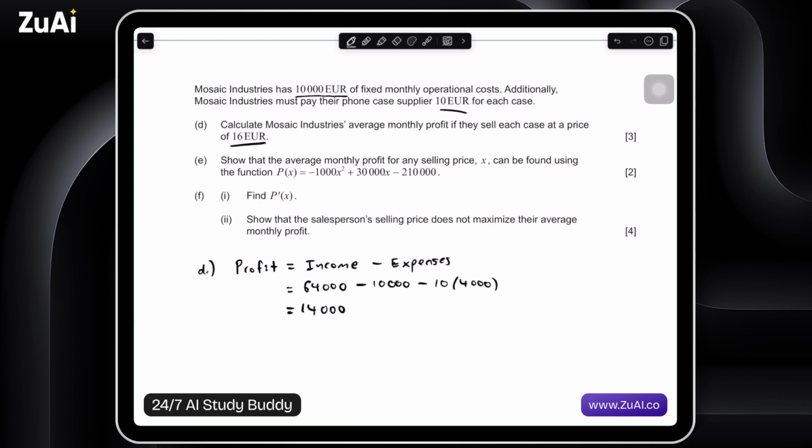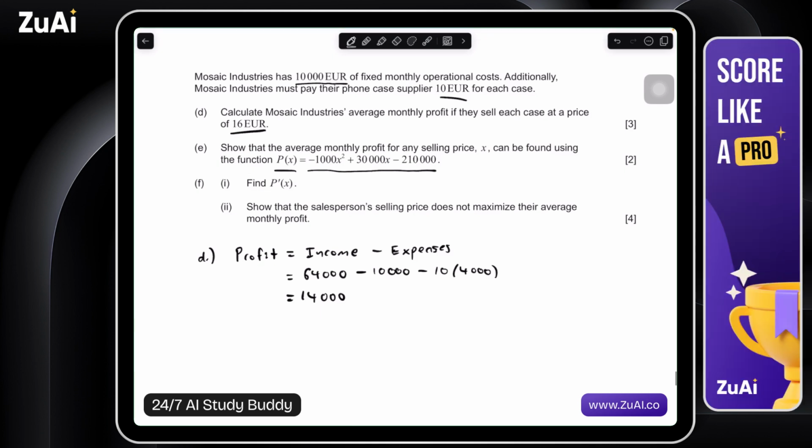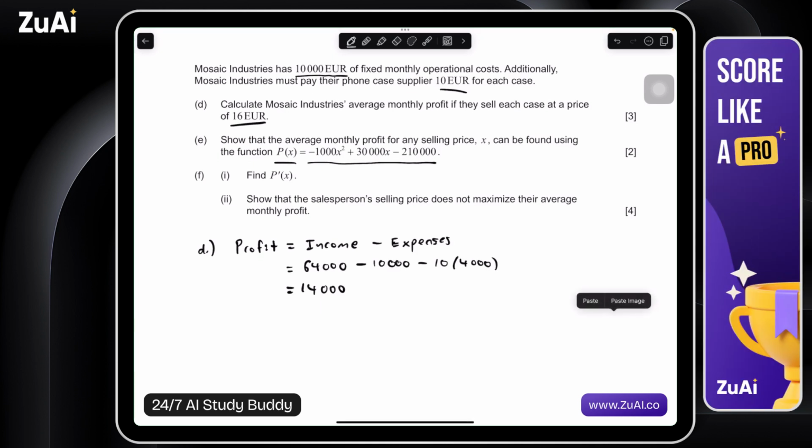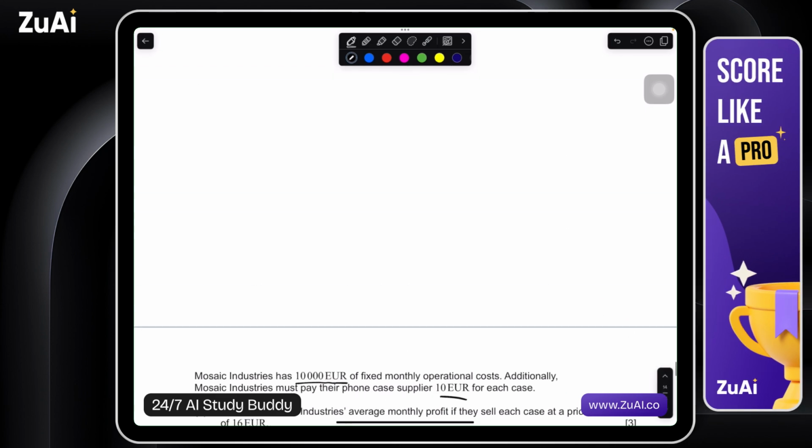Okay. Show that the average monthly profit for any selling price x can be found by the function p of x is equal to negative 1,000x squared plus 30,000x minus 210,000. Okay. So profit is still given by income minus expenses. And we do have a formula for profit already. Or sorry, for income rather.